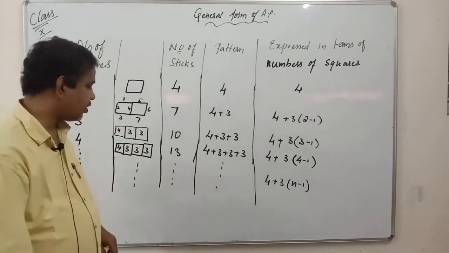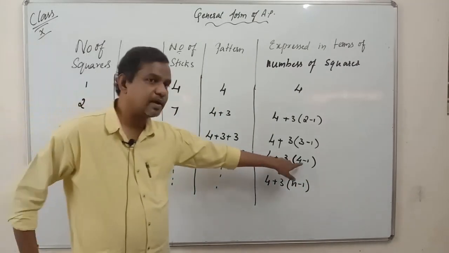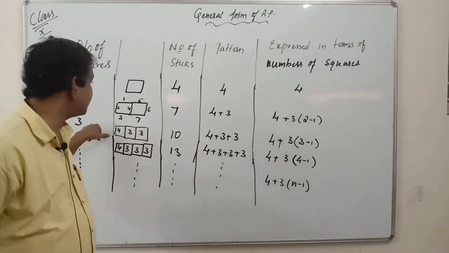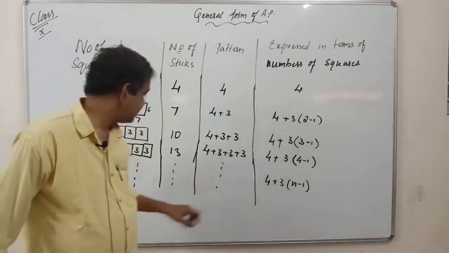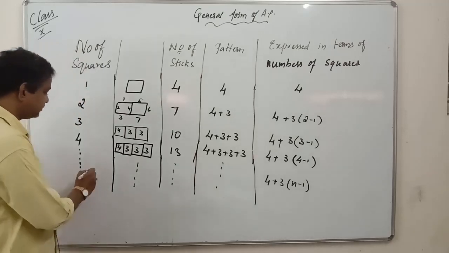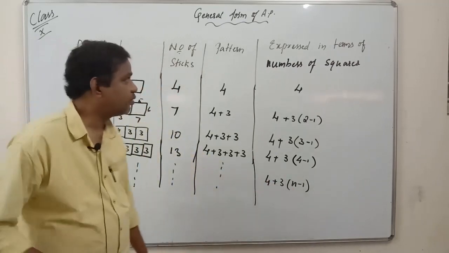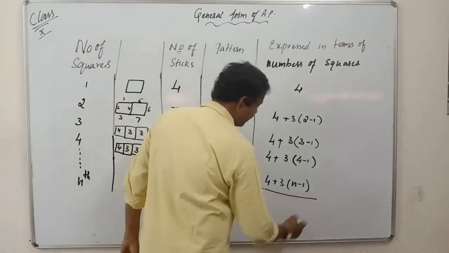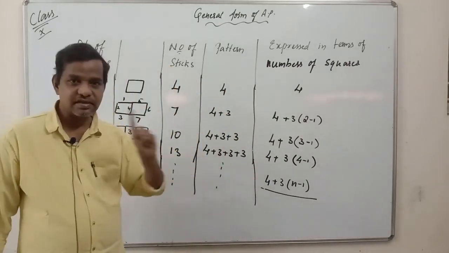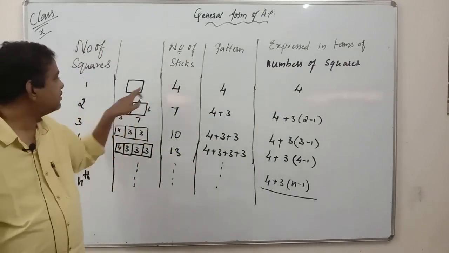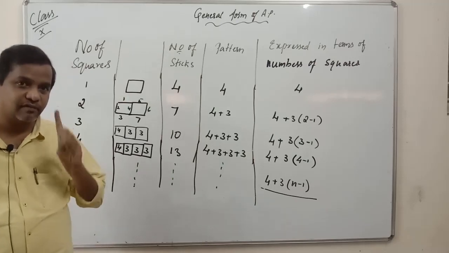So observe here, n is there, 4 is there, 4 minus 1 we have written, 3 is there, 3 minus 1 we have written, 2 is there, 2 minus 1 we have written, and the nth term is there. So that's why we are writing n minus 1. So what do you mean by this 4 plus 3 of n minus 1? What is 4 here? 4 is the first term. How many sticks we had here? 4 sticks we had. 4 is the first one.